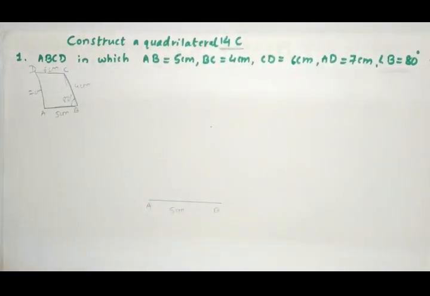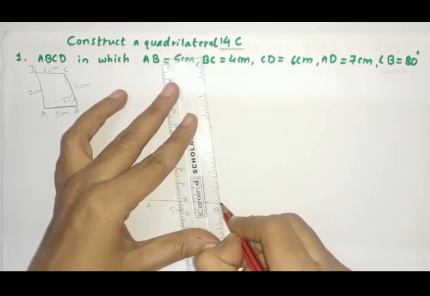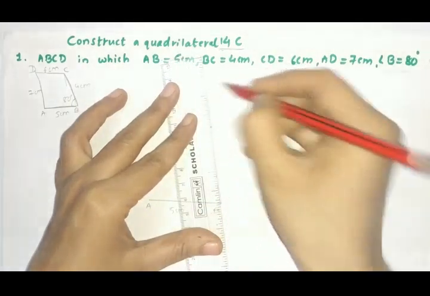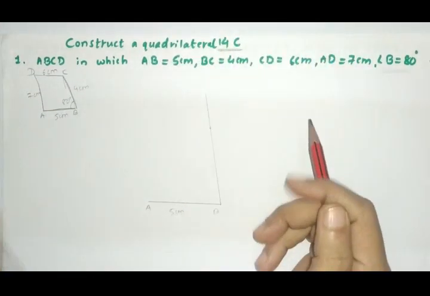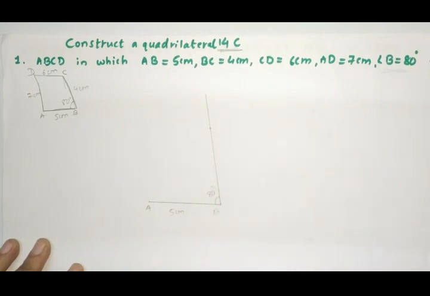So now I can draw a ray. This is a ray. I'm going to draw a ray here, or you can just draw a simple line here, okay? And the measurement right down here, this is an 80 degree angle.